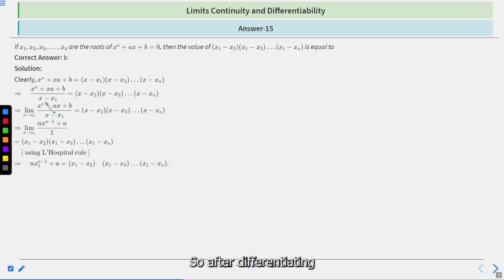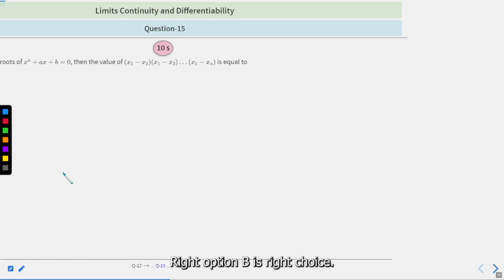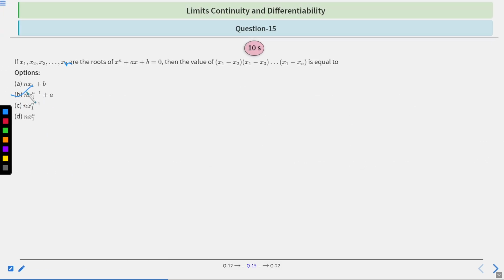After differentiating using L'Hospital rule, it is (n x^(n-1) + a)/1 is equal to (x1 - x2)(x1 - x3) till (x1 - xn). Clear? So it is equal to n x1^(n-1) + a, which equals (x1 - x2)(x1 - x3) till (x1 - xn), right? So I think the answer is n x1^(n-1) + a. Option B is the right choice.